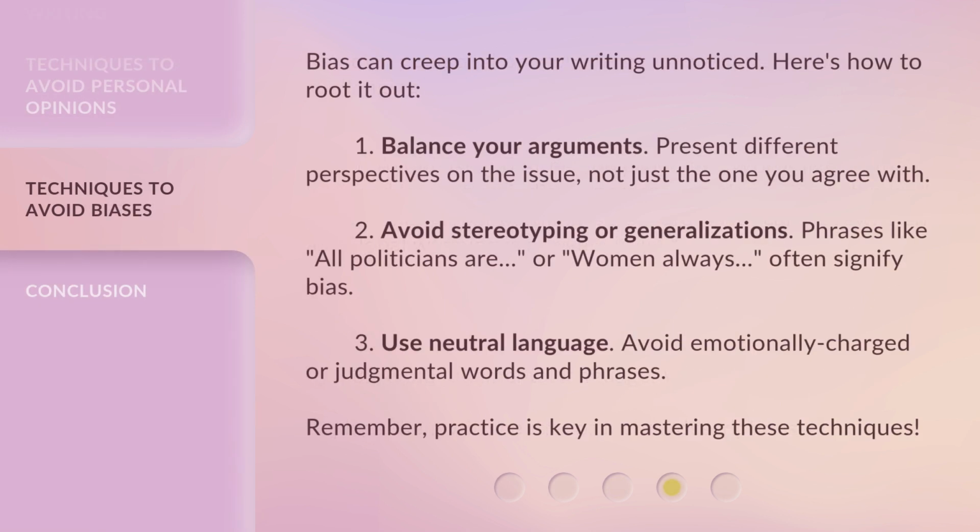Bias can creep into your writing unnoticed. Here's how to root it out. 1. Balance your arguments. Present different perspectives on the issue, not just the one you agree with. 2. Avoid stereotyping or generalizations. Phrases like, all politicians are, or, women always, often signify bias. 3. Use neutral language. Avoid emotionally charged or judgmental words and phrases. Remember, practice is key in mastering these techniques.